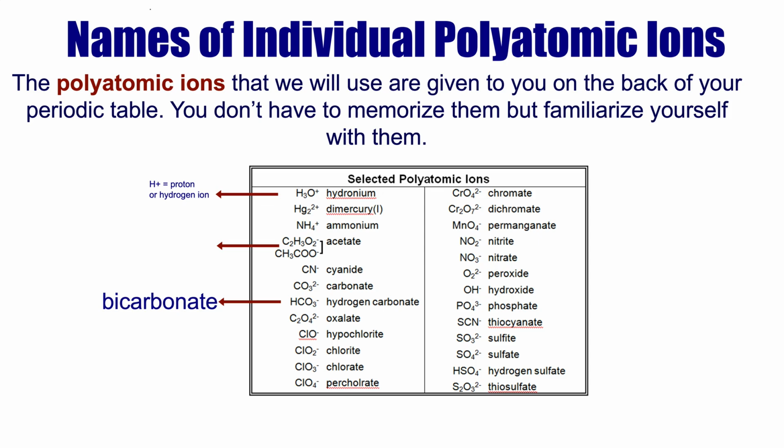You can see what's given to you is the formula of each ionic compound and its overall charge, and you're also provided its name as well. So make sure you're not just using the front of the periodic table, but you're using the back of it. You're using that selected polyatomic ions list.